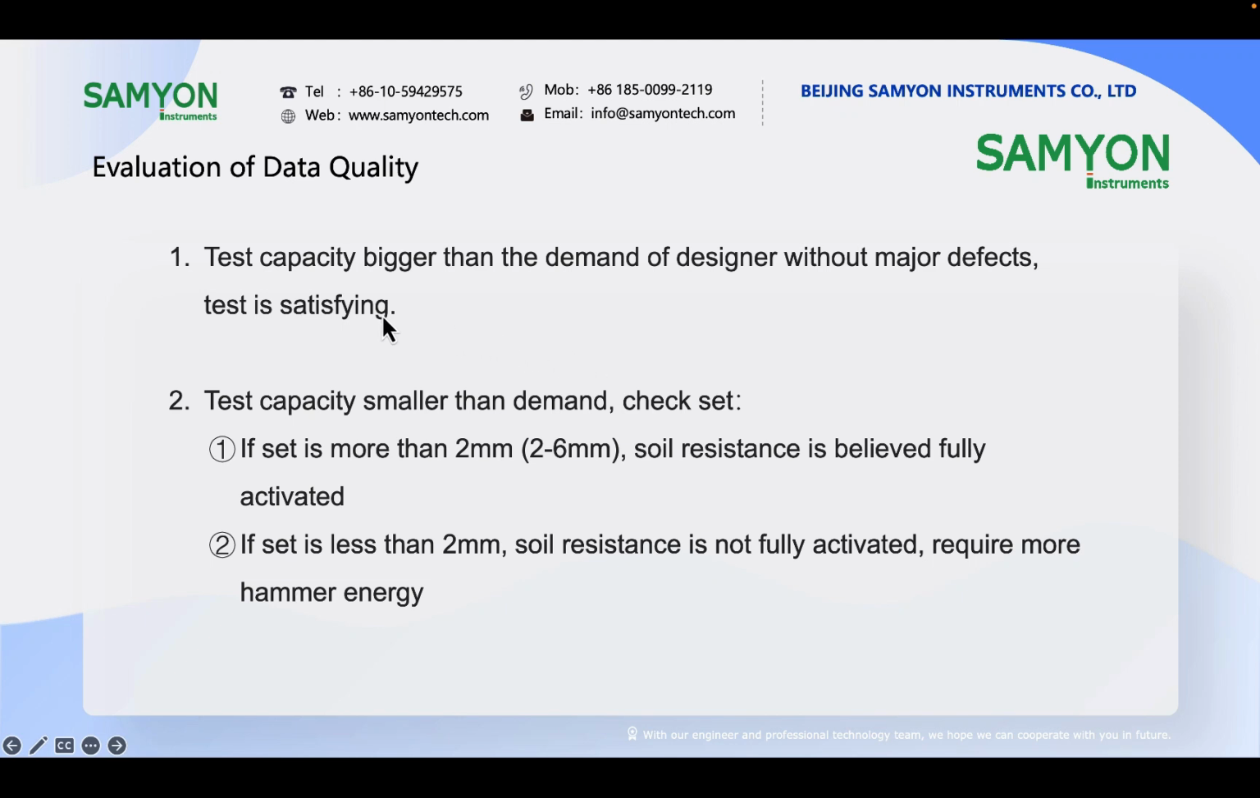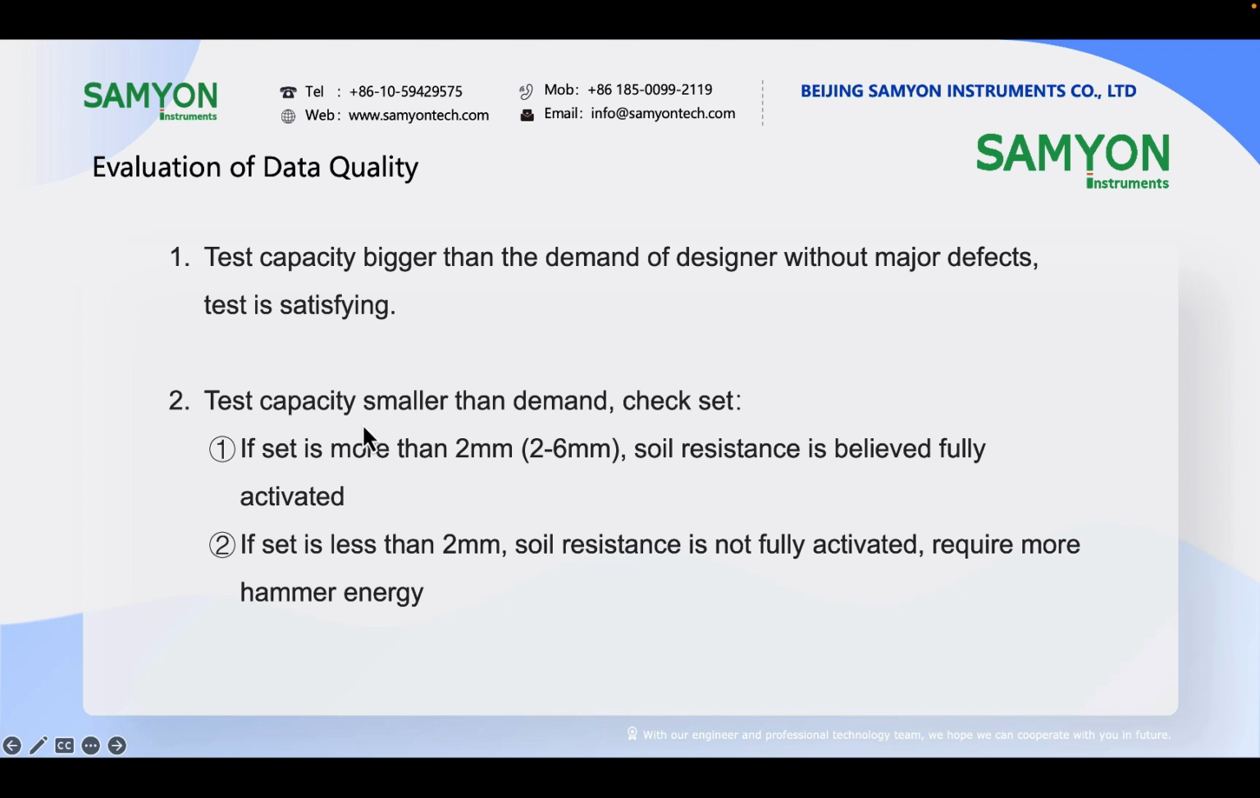And also, we need to judge if the capacity we have activated is good enough for the test. So we need to make clear what the purpose of our test is. If our test is the proof testing, then if the capacity is bigger than the demand of the design, and the pile is without major defects, then we can say that the test is satisfying.